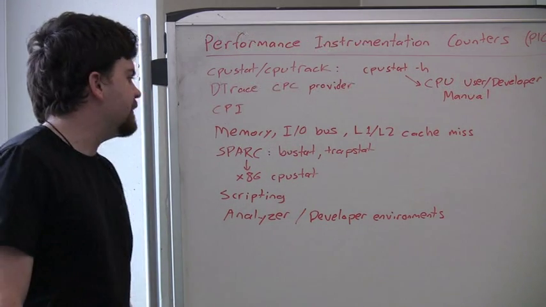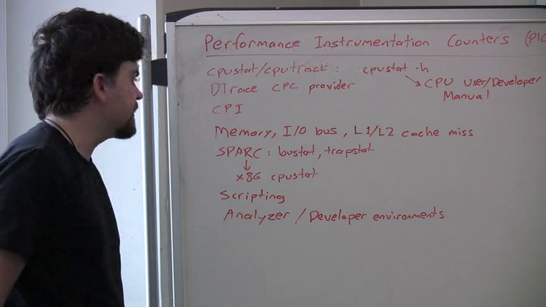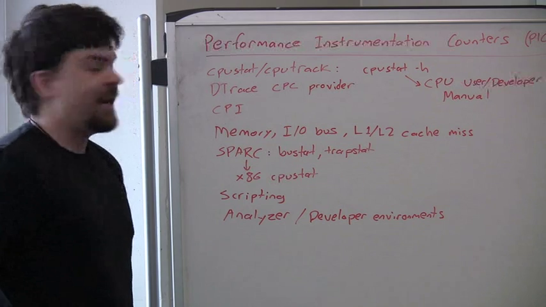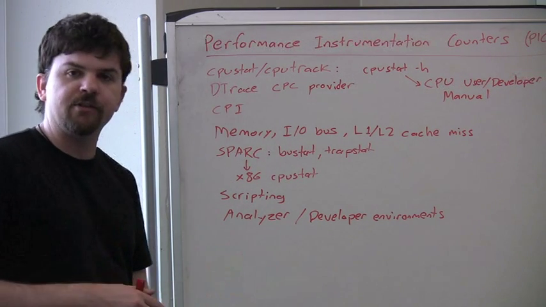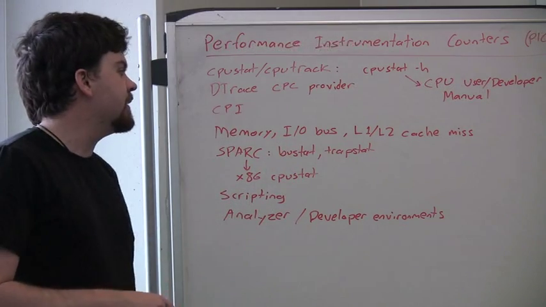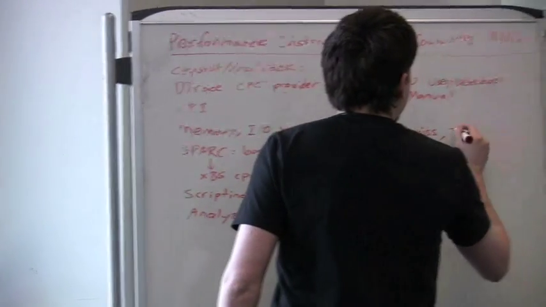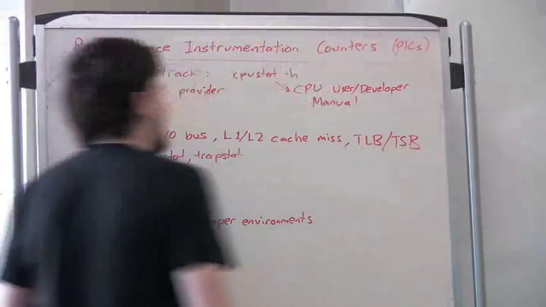Another talking point I wanted to mention, SPARC. On the SPARC architecture on Solaris, you had tools like busstat and trapstat. So I didn't quite have to go to cpustat and the PICs to examine what the I/O buses were doing. Busstat might have done that for me. Another thing, I'll write it here. There you go.